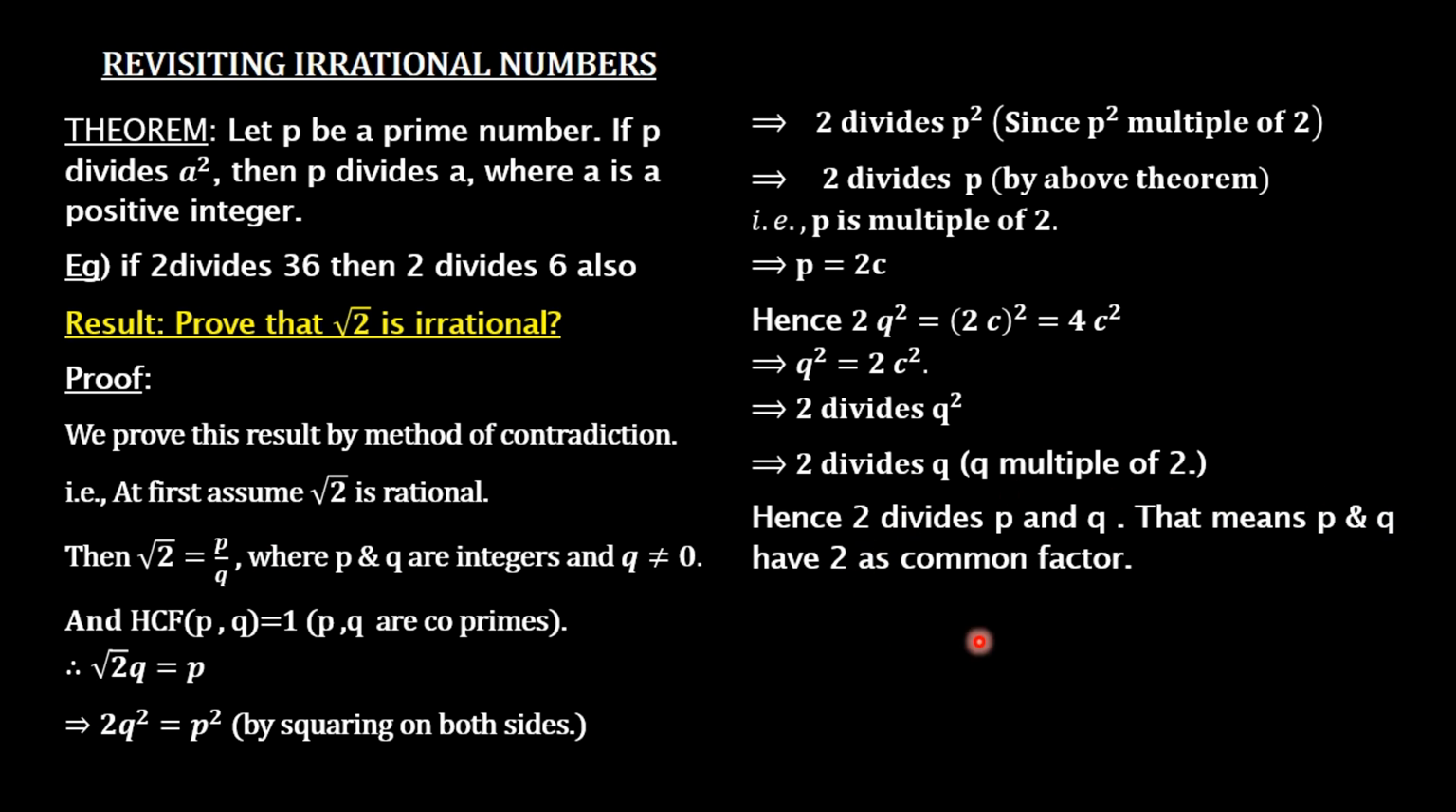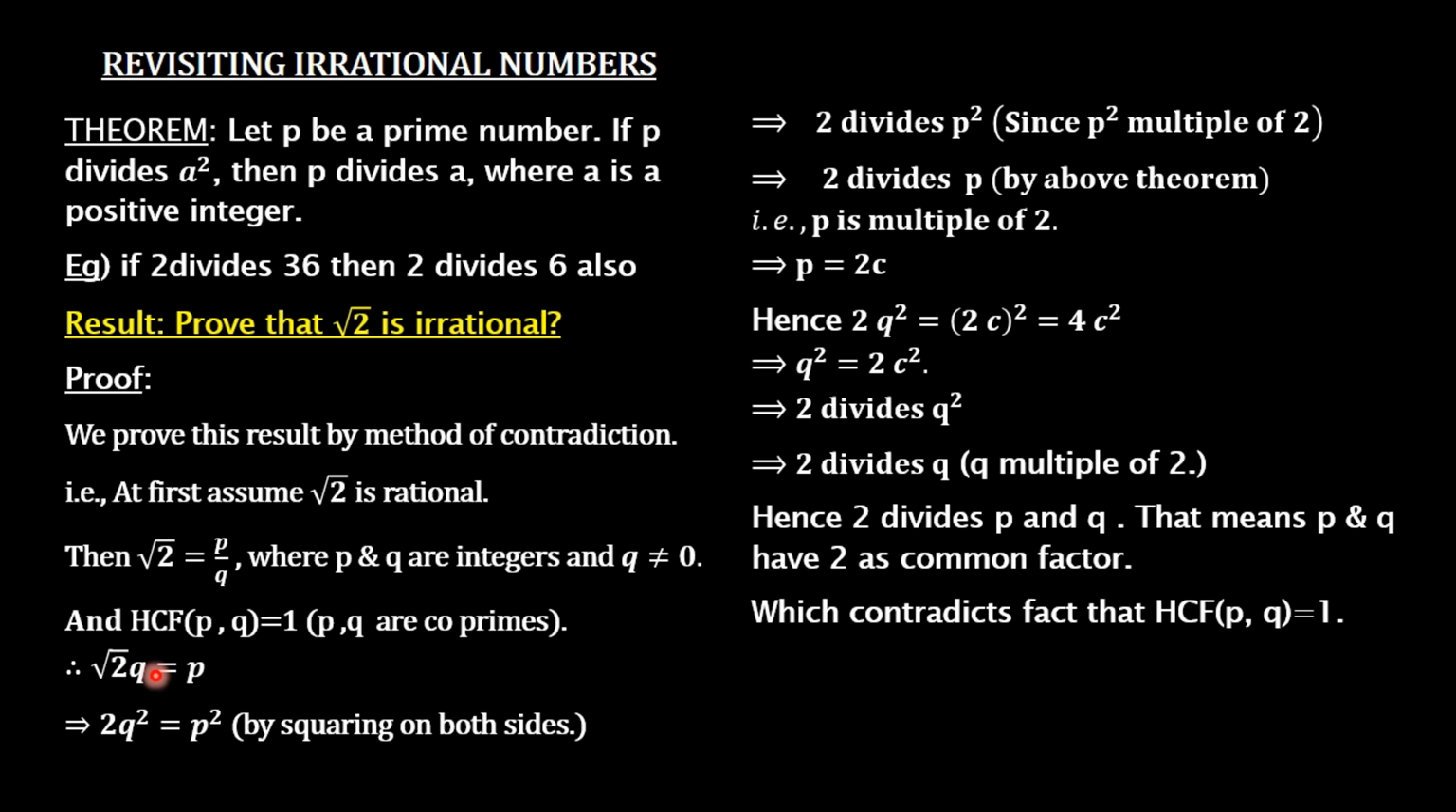That is, P and Q have a common factor which is 2, and why? 2 divides P and 2 divides Q. That is, if 2 divides 6 and 2 divides 24, then 6 and 24 have a common factor 2. That may be its HCF or something greater than that will be its HCF, which contradicts the fact that HCF of P and Q equals 1.